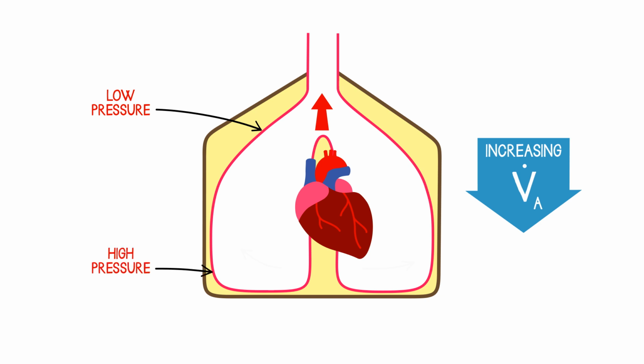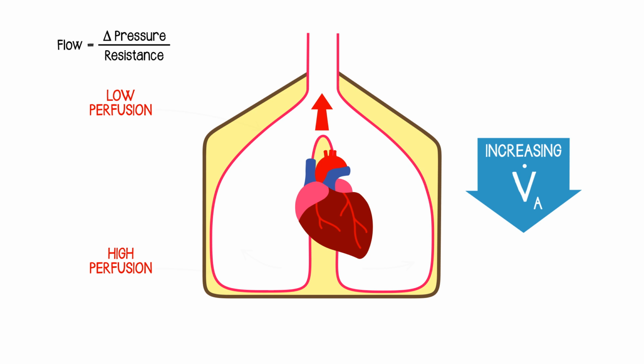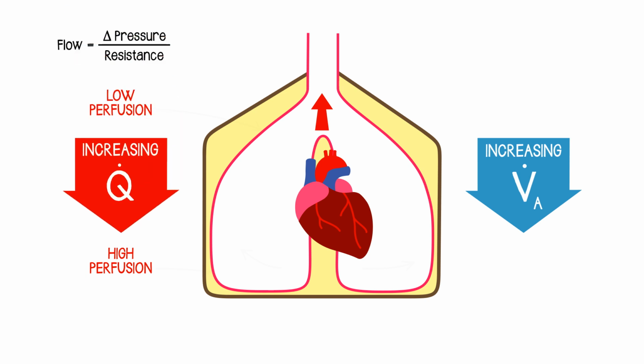Now, the flow of blood through blood vessels can be determined by Darcy's law. Flow is equal to pressure gradient divided by resistance. And if at the top of the lung the pressure is low, the blood flow rate is going to be relatively low as well. That means low perfusion. At the bottom of the lung, the pressure gradient is higher, and that means higher perfusion. So what we're saying is that the perfusion also varies in different parts of the lung according to gravity. And the lower you go down the lung, the higher the perfusion is as well.